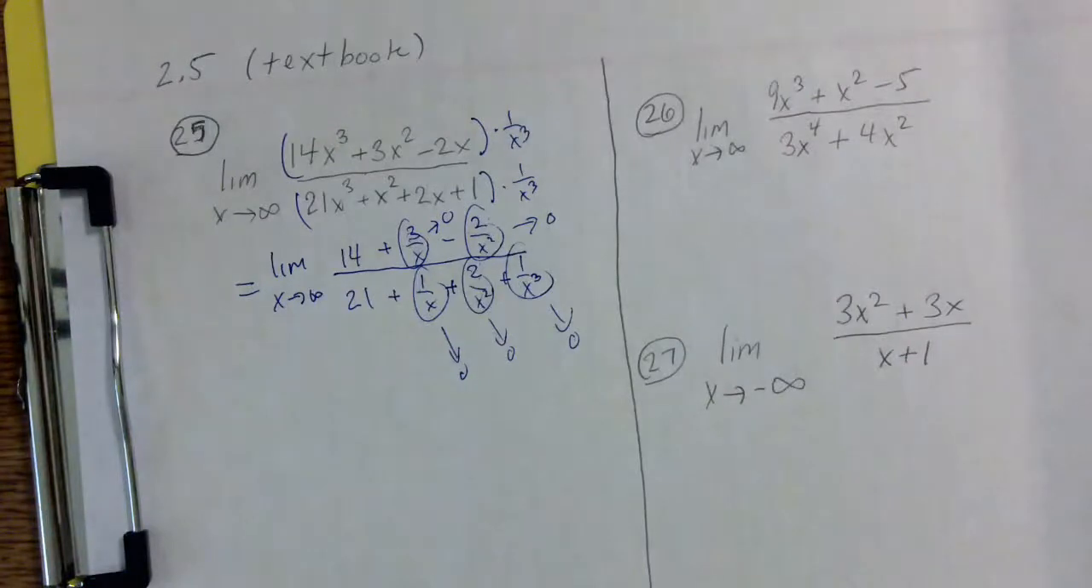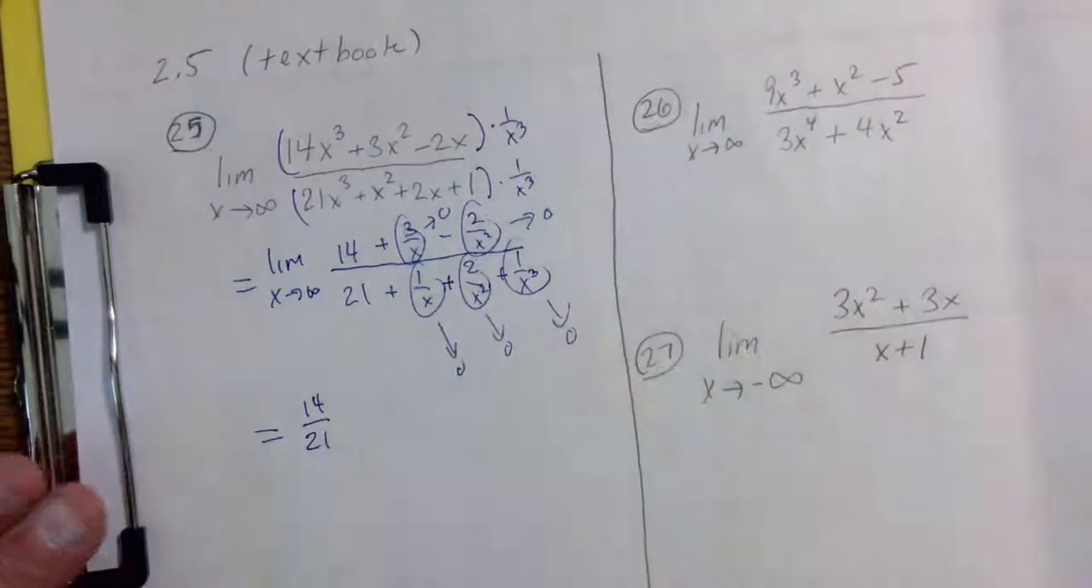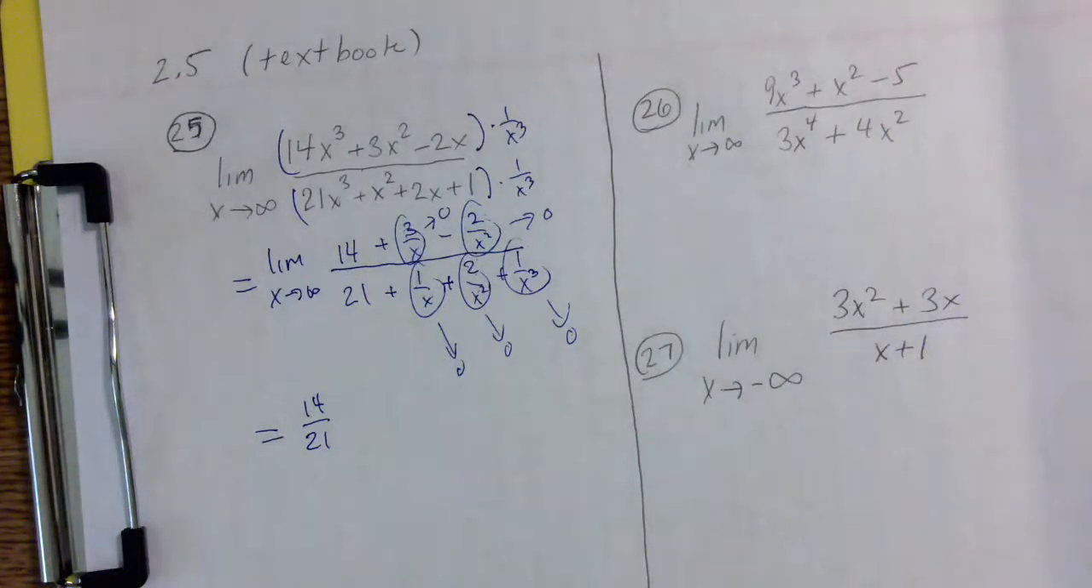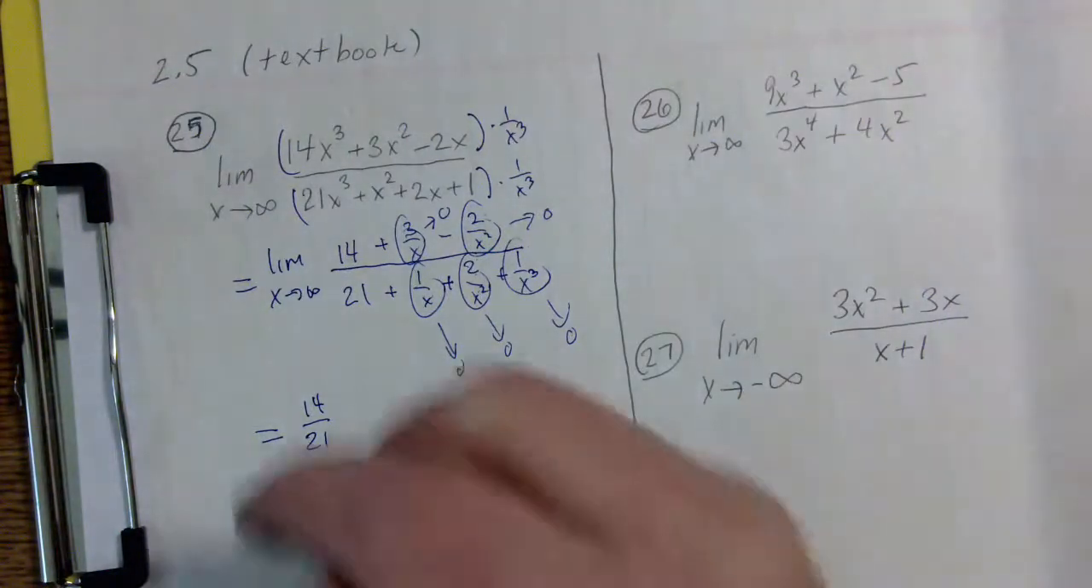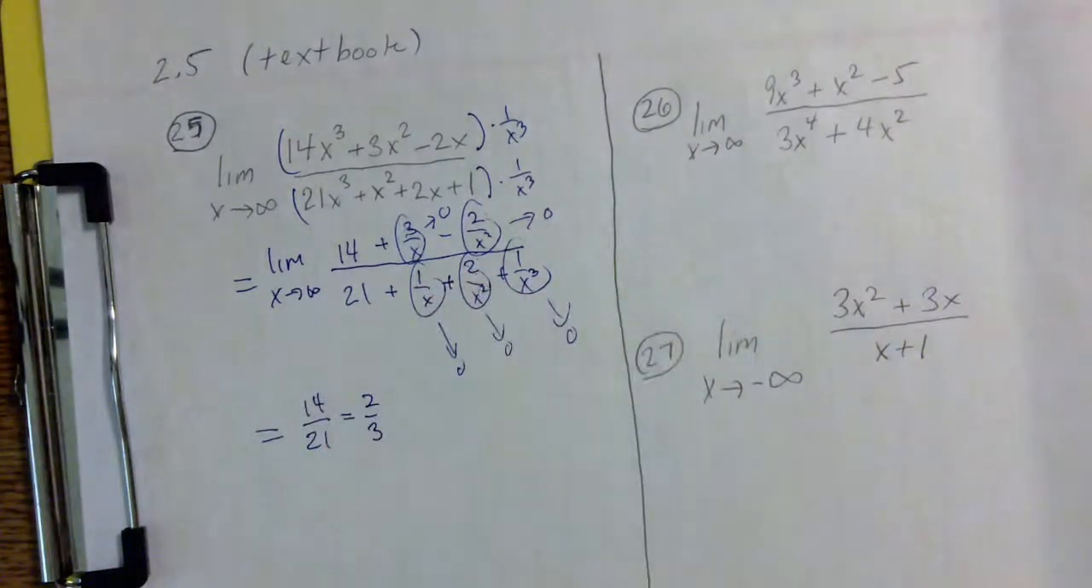That's something that's discussed in section 2.5. Just to briefly explain why, what's happening is that we have a non-zero constant over something that's getting larger and larger, whether positive or negative, and that's going to make the whole thing go to 0. And so what we're left with in our limit is just that constant, 14 over 21, which is 2/3. So that's the limit in this case.